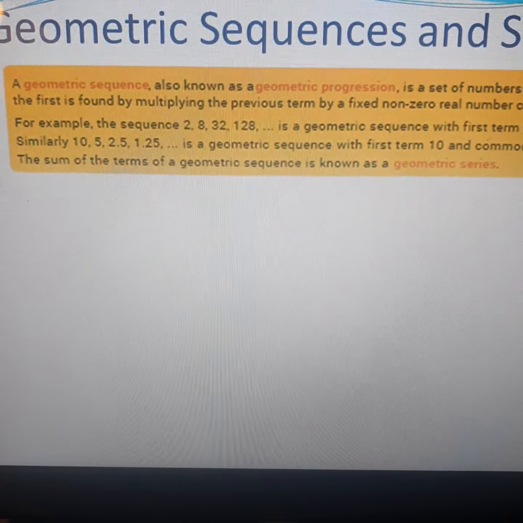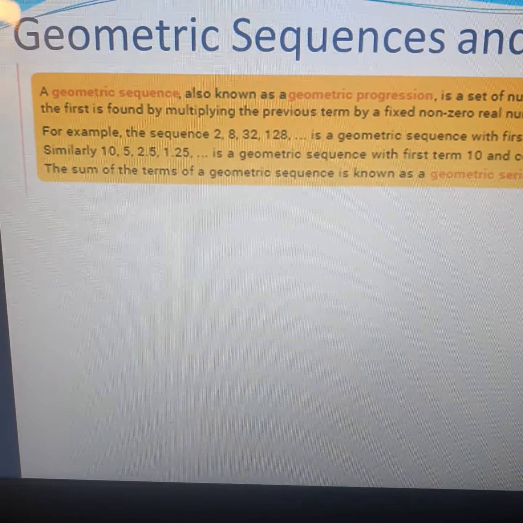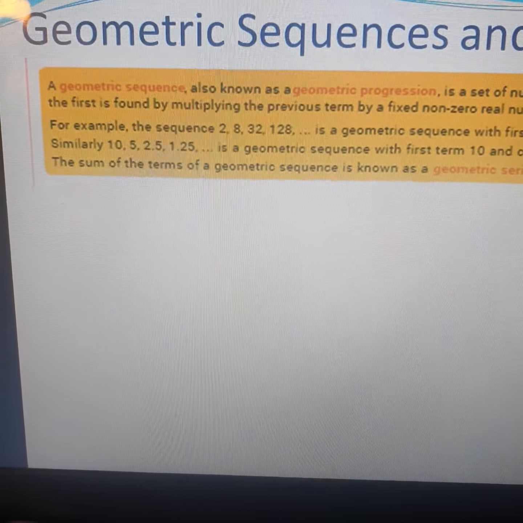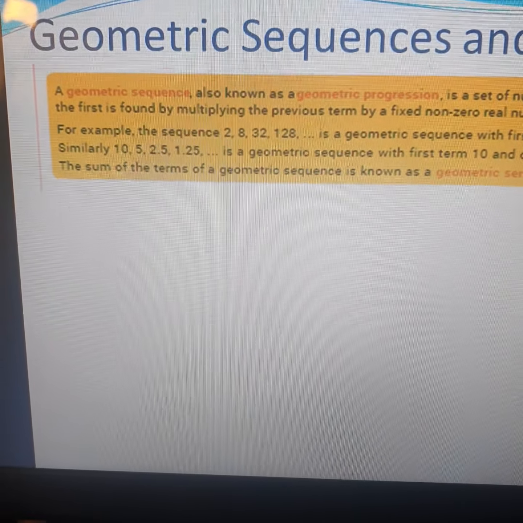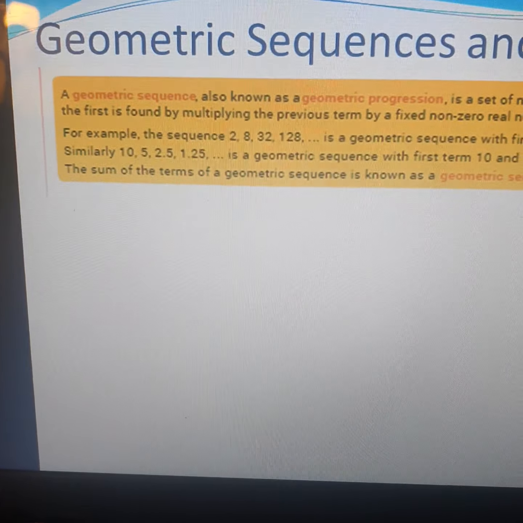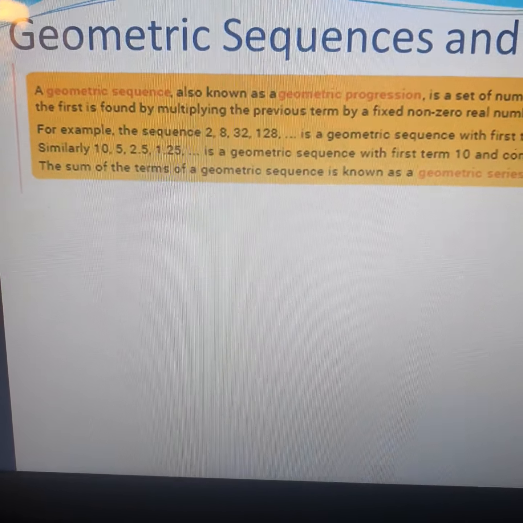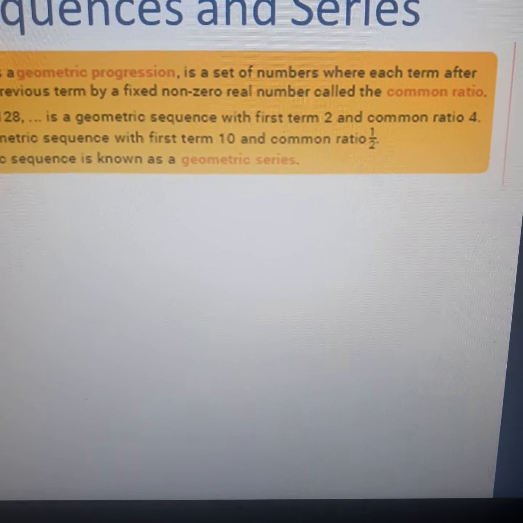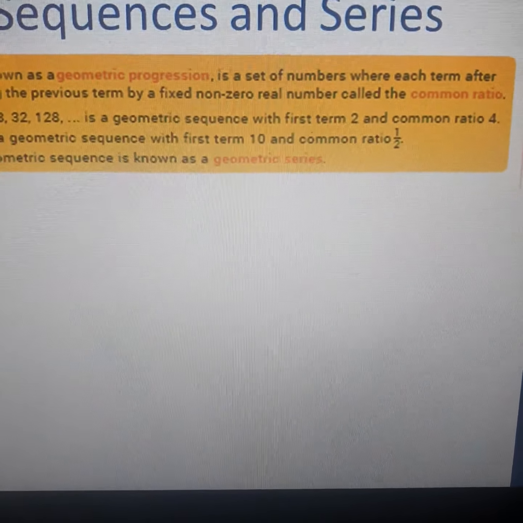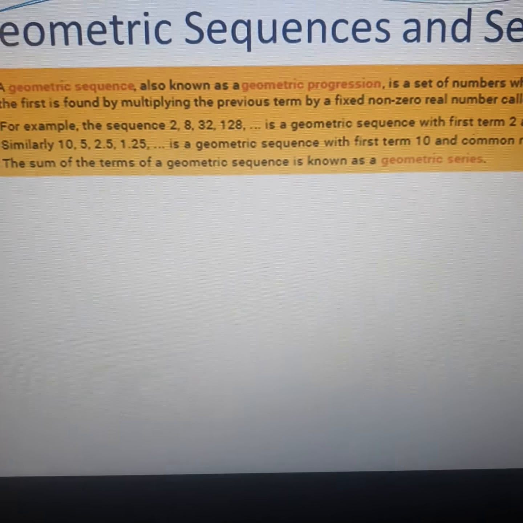Similarly, 10, 5, 2.5, 1.25. So how are you getting from 10 to 5? You're dividing by 2. How are you getting from 5 to 2.5? You're dividing by 2. How are you getting from 2.5 to 1.25? You're dividing by 2. So for this geometric sequence, you can see that the first term is 10 and the common ratio is a half.